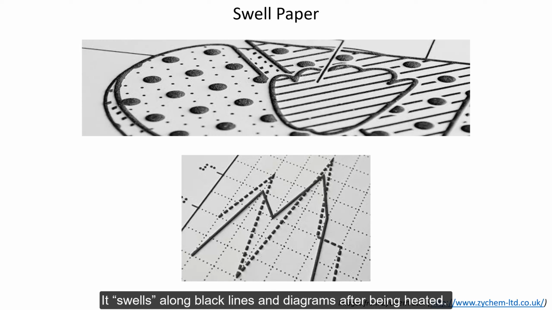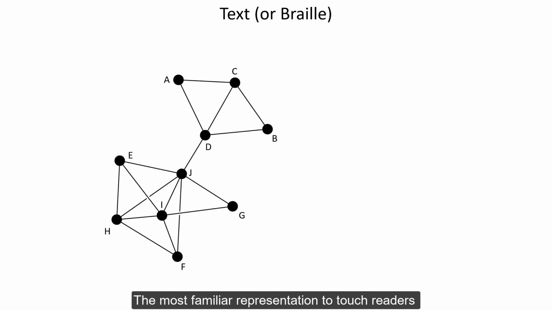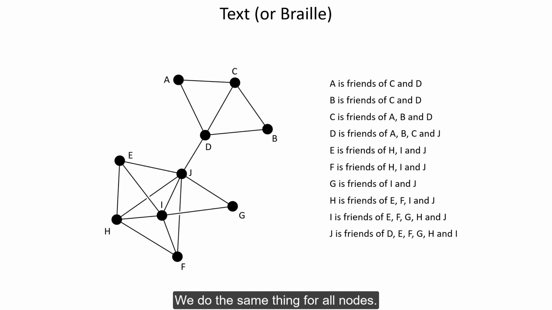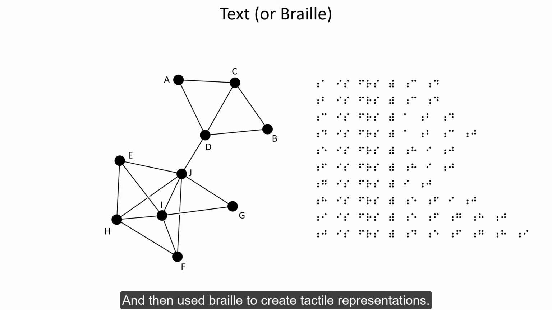It swells along black lines and diagrams after being heated. The most familiar representation to touch readers should be in the format of text or Braille. With text, we can simply list the neighbors for each node. For example, here A is friends with C and D. We do the same thing for all nodes, and then use Braille to create tactile representations.